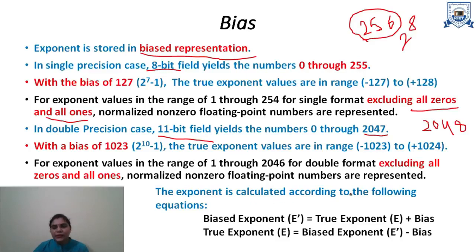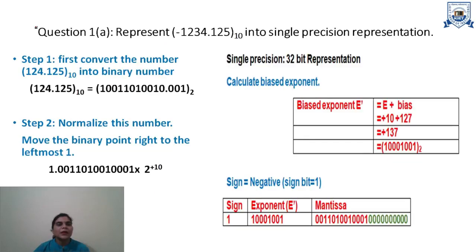The exponent is calculated according to the following equation. The biased exponent equals the true exponent plus bias, and the true exponent is calculated as the biased exponent minus bias. Now let's see an example of representing a number in single precision or double precision representation.